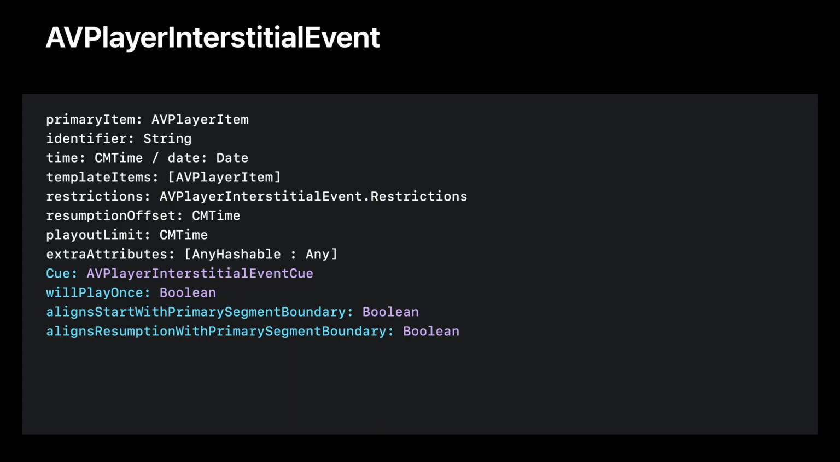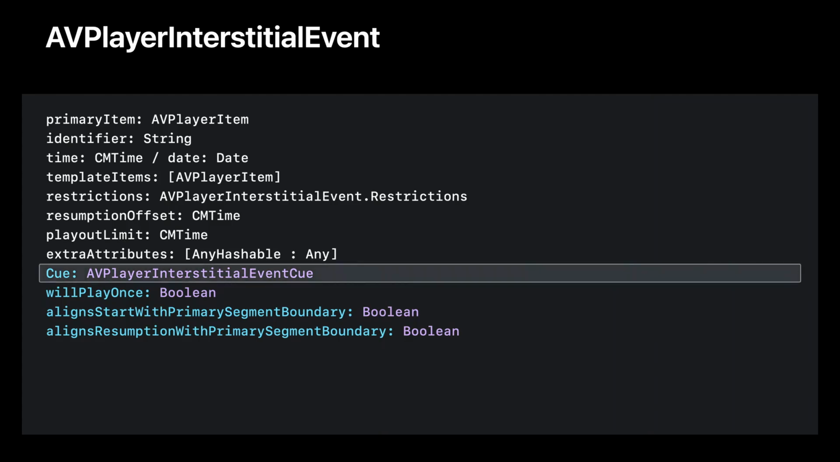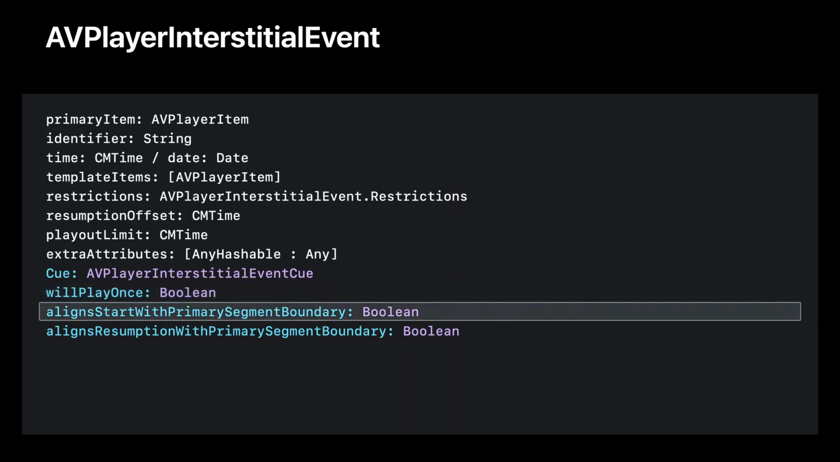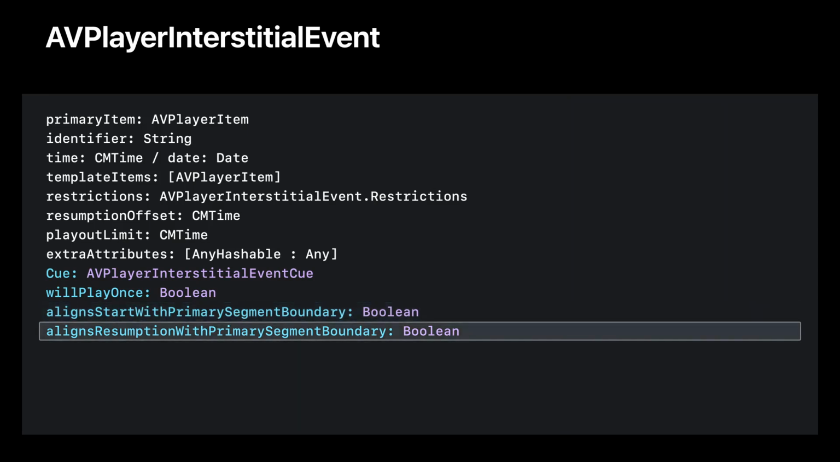You can specify the queuing options, whether you want the ad to be scheduled as a pre-roll or a post-roll, via the queue property. The play once option that is signaled via the X-RESTRICT attribute in the date range tag is set as a Boolean via the willPlayOnce property. The option snap out is signaled via the alignsStartWithPrimarySegmentBoundary property, and for snap in, you'd set the alignsResumptionWithPrimarySegmentBoundary property.